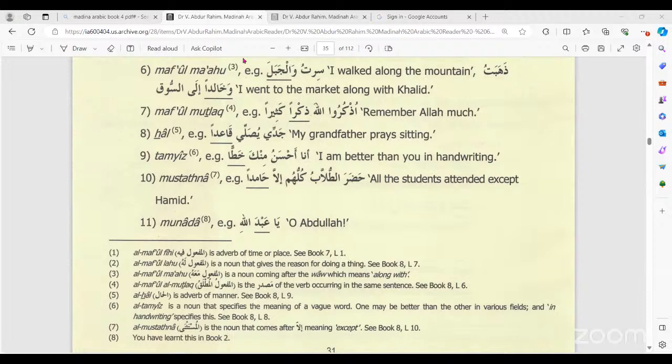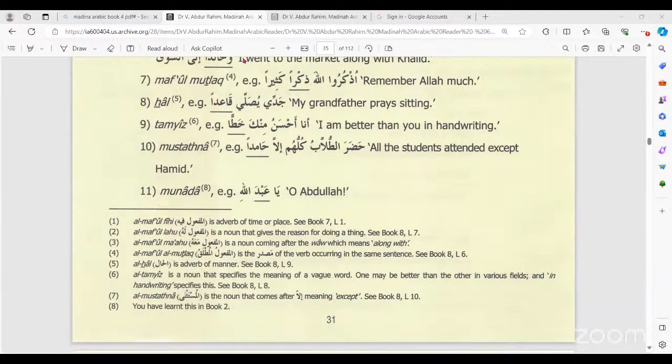Is this clear? Hal. So hal is a word which comes, and you will see that this explains how the verb has been undertaken itself. That's called hal. Number 9. Yes.